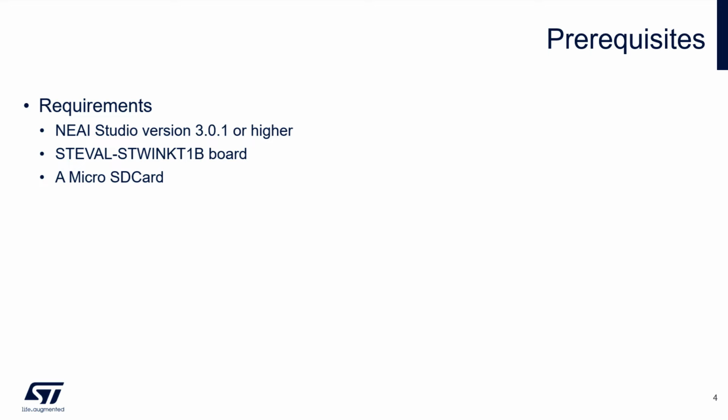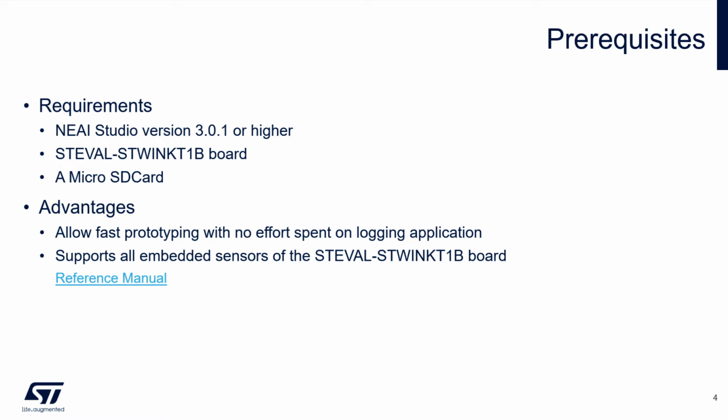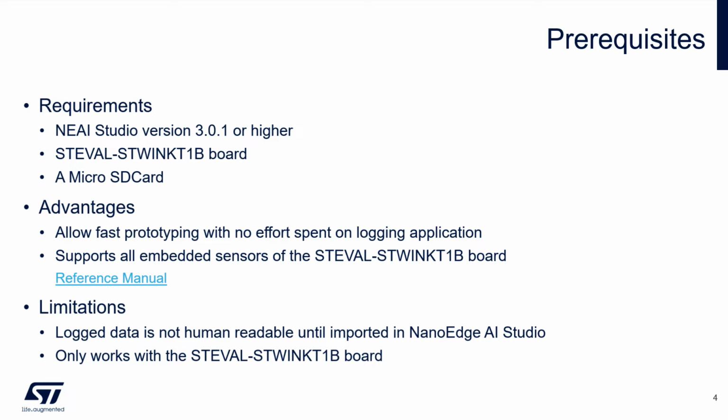The advantages are that this feature allows fast prototyping with no effort spent on the logging application, since it's provided as binary by the tool itself, and it supports all the embedded sensors of the STEval STWin KT1B board, including the industrial class accelerometer that we will use in this MOOC, but many others that are listed in the reference manual. The limitations of this approach are that the logged data is not human readable until it is imported in the NanoEdge AI Studio. And of course, it only works with the STEval STWin KT1B board.